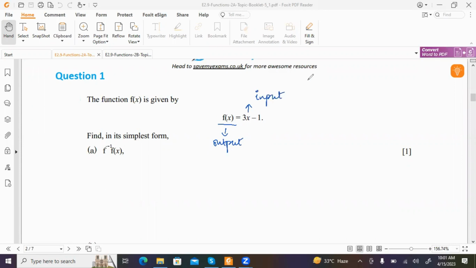So if you look at the first part, it says find in its simplest form f inverse of f of x. So basically, they're asking us to find the inverse first, and then finding the composite function of the inverse and the original function together. So in order to find the inverse function, first what we do is we replace f of x with y.